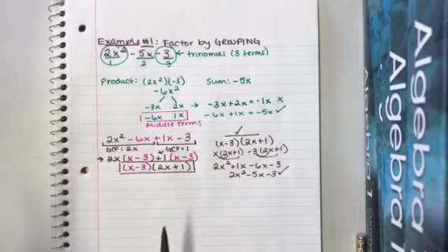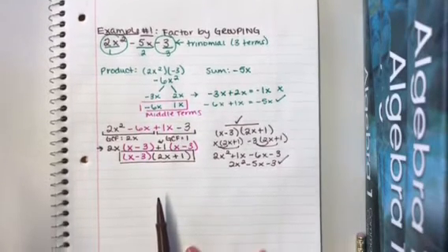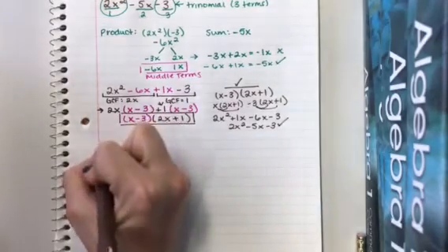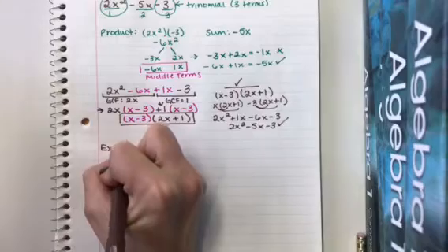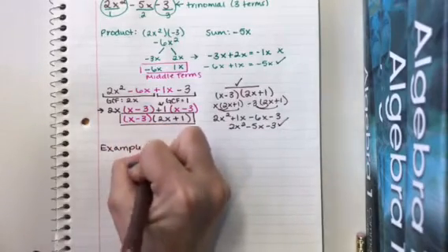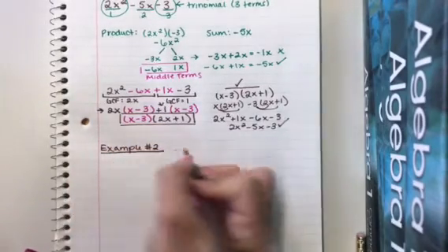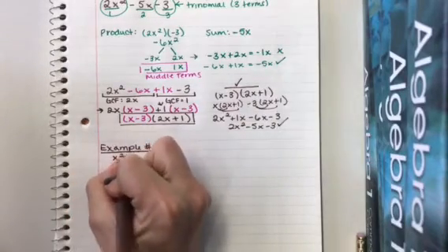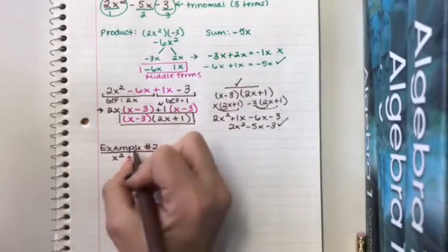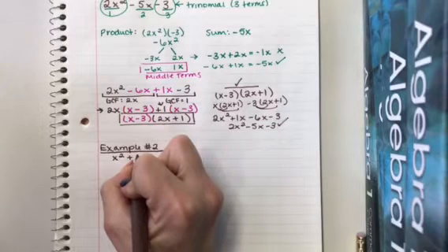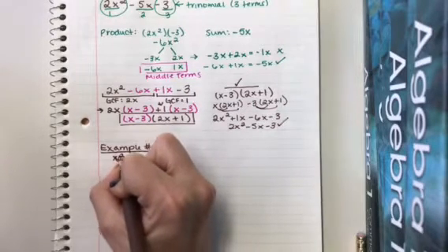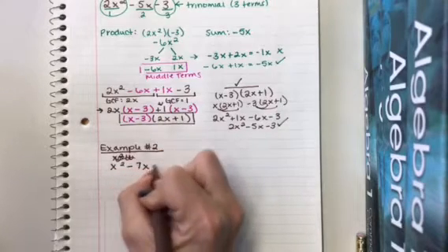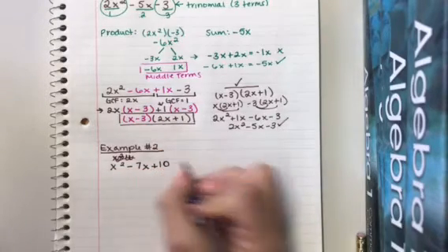And we can do one more example so that we know that this is going to work out every single time, okay? So example 2. We're going to do x squared minus 7x plus 10.